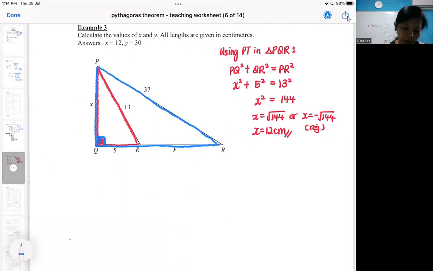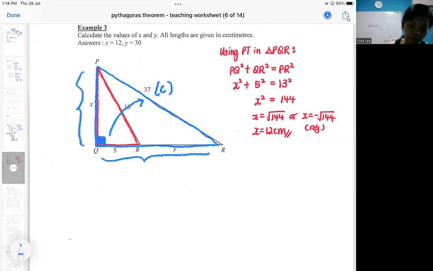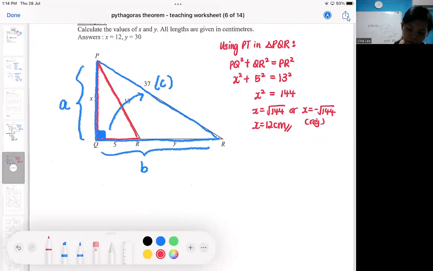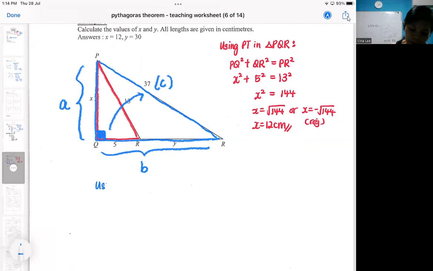So in the blue triangle, this is your C. This whole thing, this is your A, and then this is your B. Okay? So the value of Y is part of QR. So what you can plan will be, you find QR first and you subtract the 5. So let's try doing this.